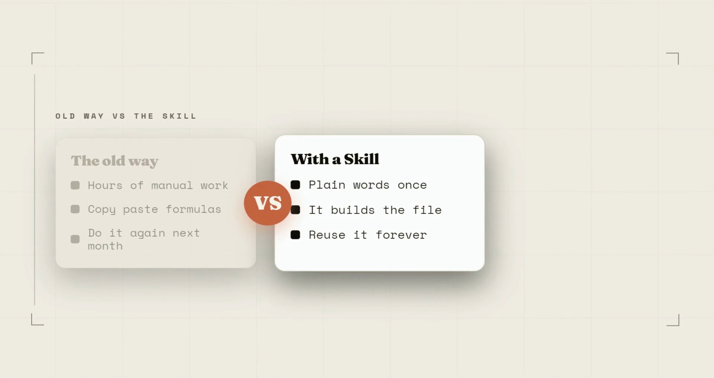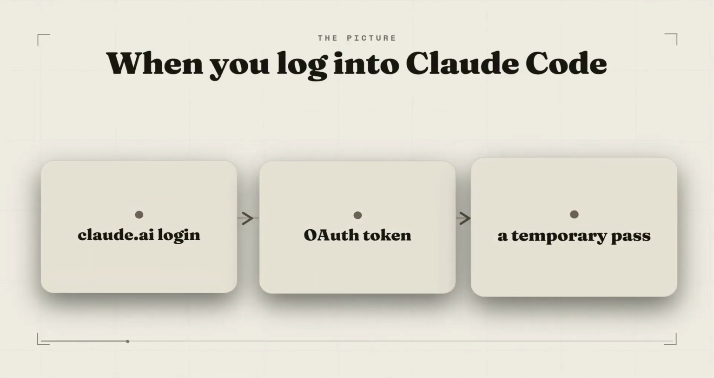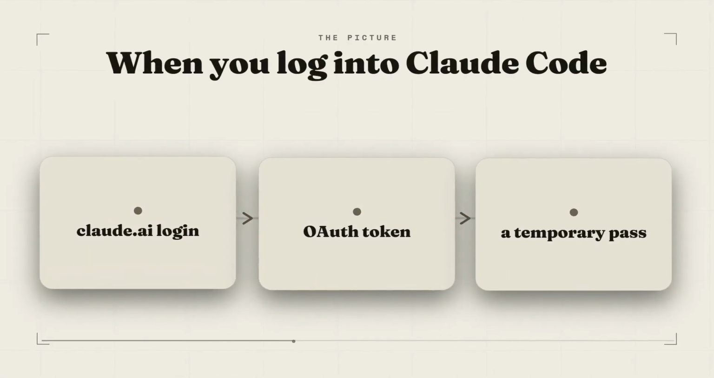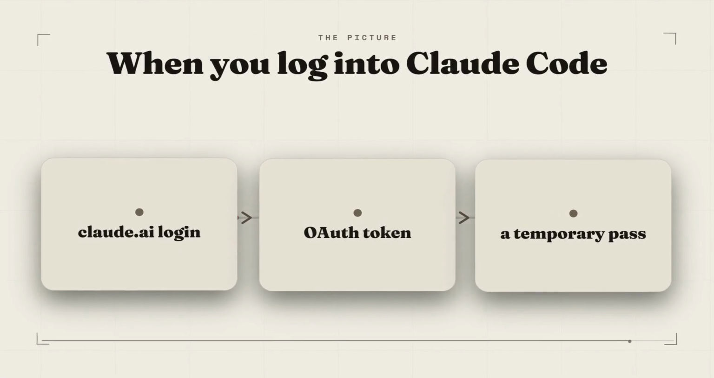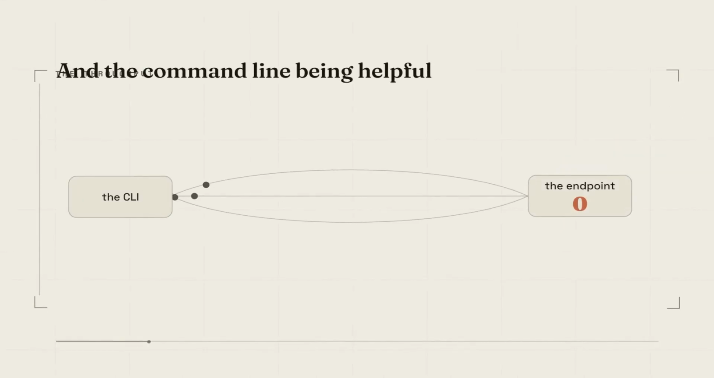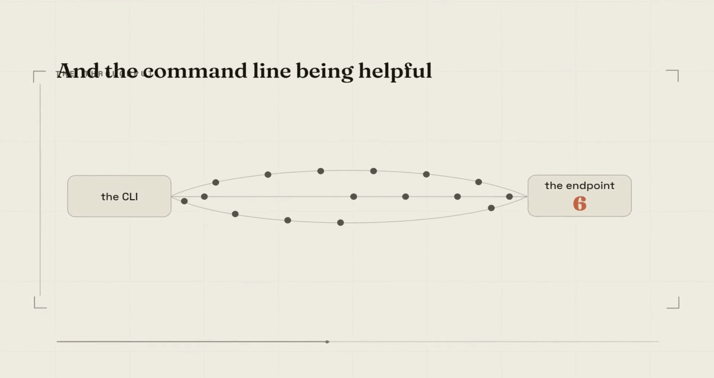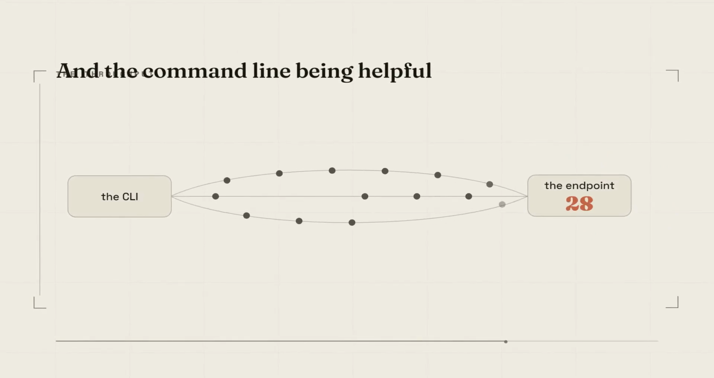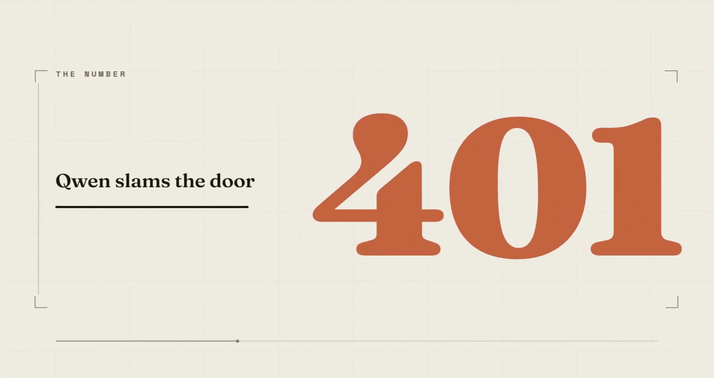Here is why. When you log into Claude Code through Claude.ai, your browser hands it a temporary login pass called an auth token. That pass only works with Anthropic's own servers, and the command line, being helpful, sends that pass along to whatever endpoint you point it at. So when you point it at Qwen, Qwen gets a pass it does not recognize and slams the door.